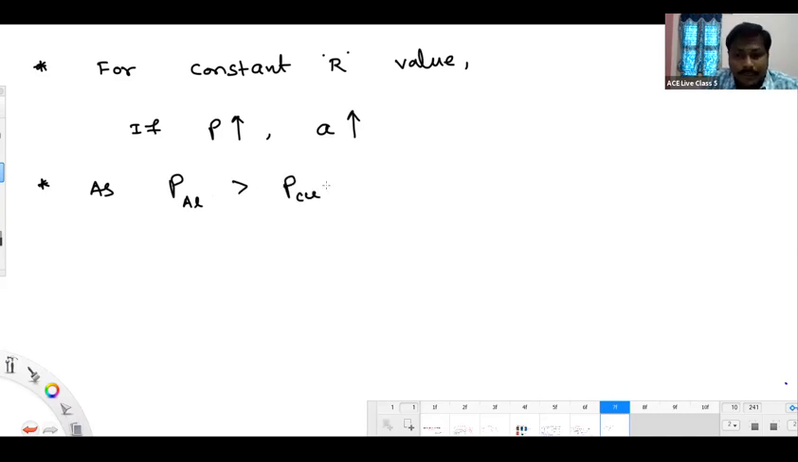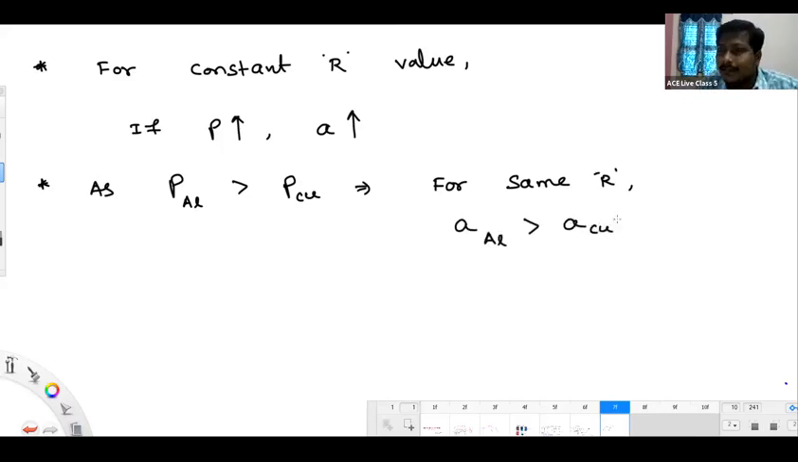Now, simple question to you again. If I am manufacturing one aluminum conductor and one copper conductor, which conductor size looks to be bigger? Is it aluminum or copper? Definitely aluminum only, because aluminum conductor resistivity is more compared to copper. So definitely for the same resistance value, I can say area of cross section of aluminum conductor will be greater compared to area of cross section of copper.